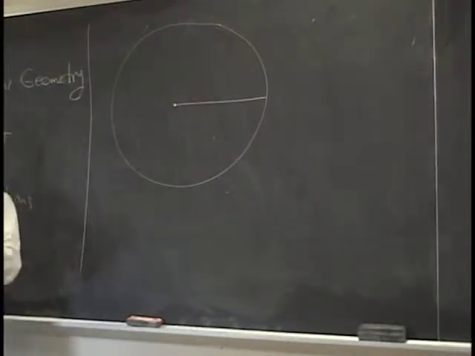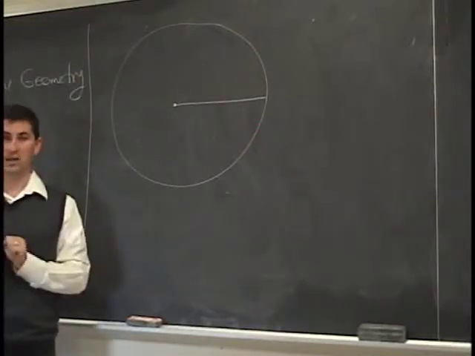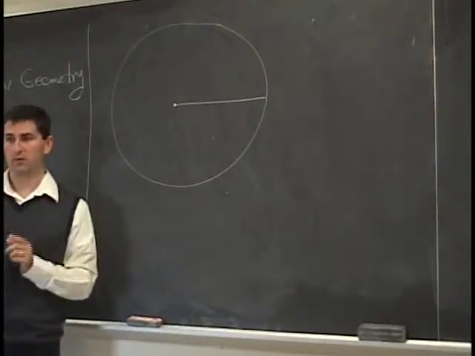Now, how do I compute the area of a circle? Pi r squared. Pi r squared. So it's completely determined by the radius. Okay. So the radius is already giving us the area. What else determines the circle?